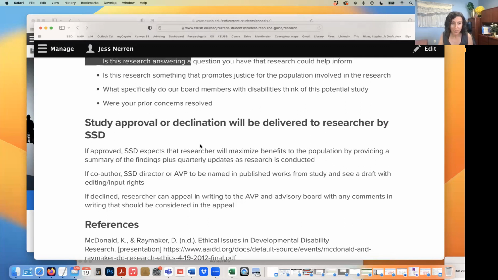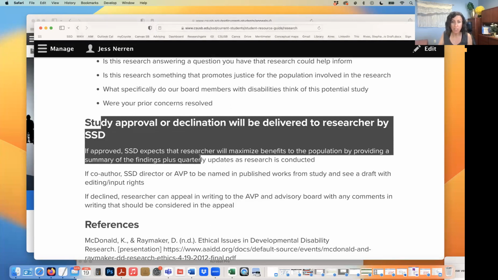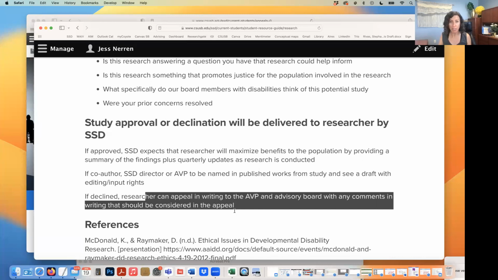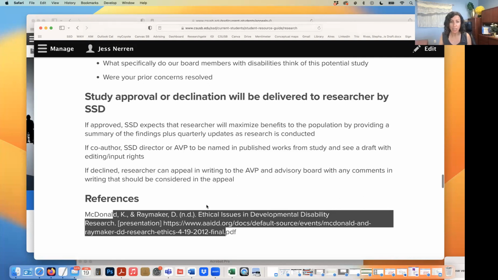From there, study approval or declination will be delivered. If approved, then the process continues. You get a site letter, you go through IRB, you provide us IRB approval, etc. If not approved, you always have the right to appeal in writing with us, and we will absolutely consider your appeal. This is informed by research.